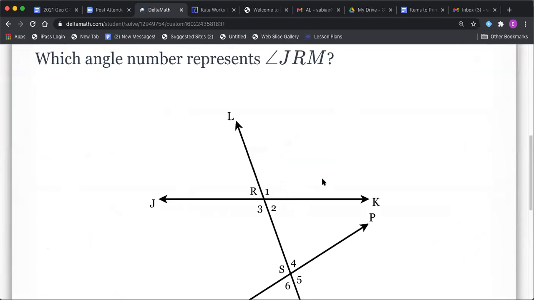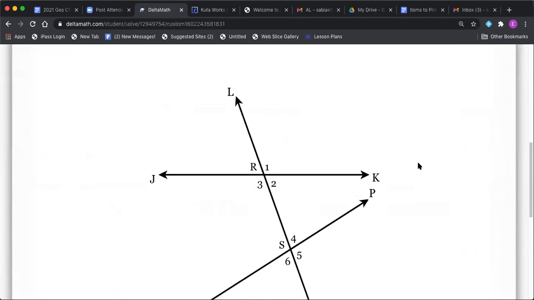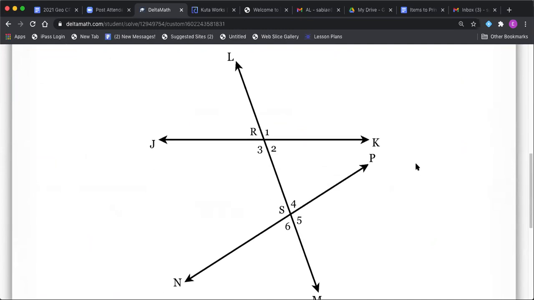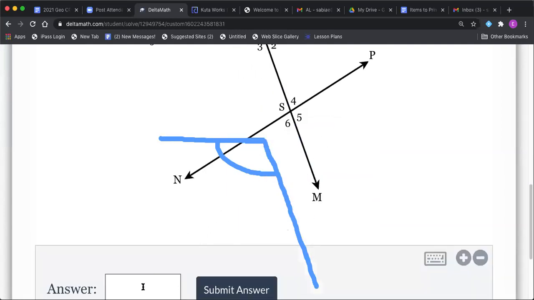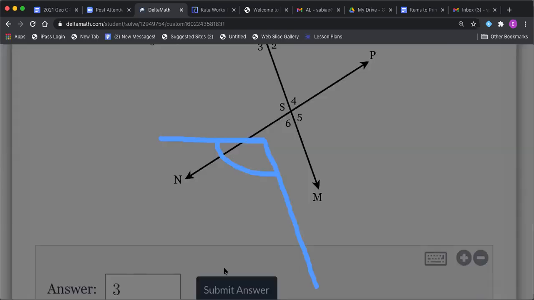Let's try another one. Clear this. All right, JRM they want. So I'm going to start at J, I follow it along, I hit R, and then I see where M is. Oh, it's down here. So I'm going to follow along this way. Let me make this line thicker, that might be helpful. I started at J, I hit R, and then I head down towards M. The angle that they're talking about is this arc in between those two. So in this case, it's just angle 3. Okay, I hope that makes sense.